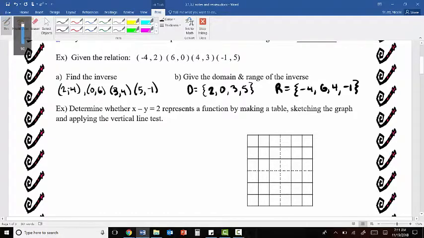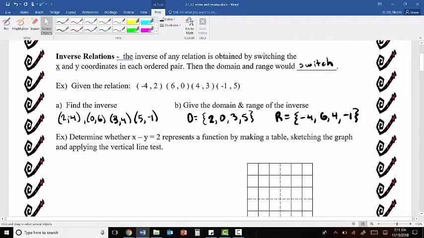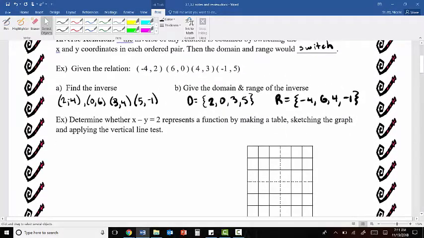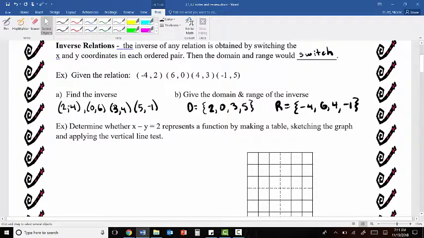This lesson is going to talk about a couple different things. We're going to first talk about inverses, we're going to graph a function, and then we're going to learn this thing called function notation.